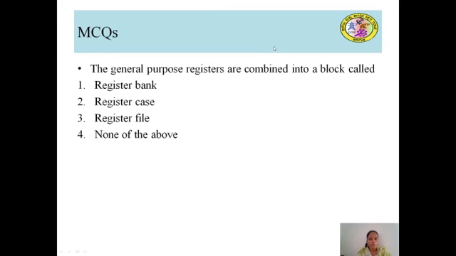So this is about today's session. Regarding today's session, we have a few multiple choice questions. The first question is, the general purpose registers are combined into a single block called what? As I told before, all general purpose registers are grouped into a single file. We call it a register file. So the solution is the third option, that is the register file.